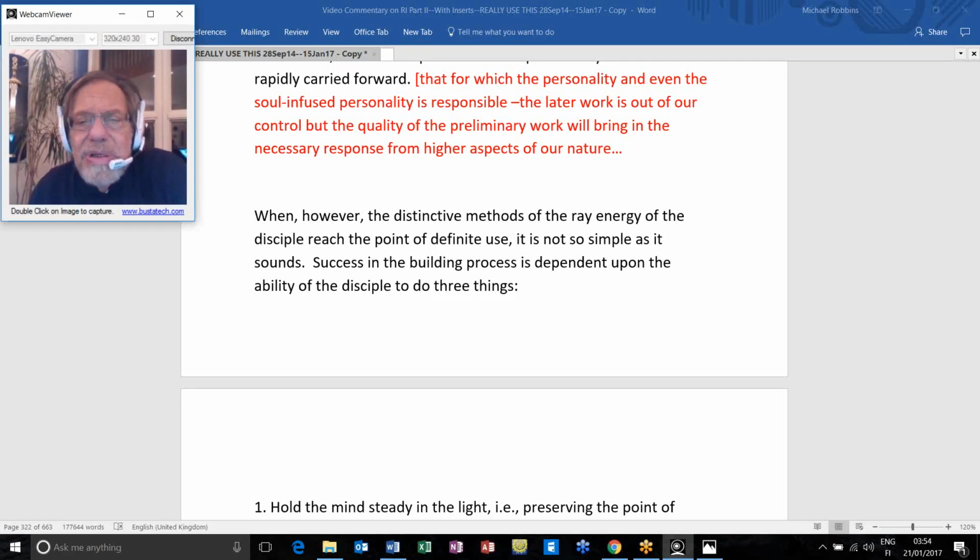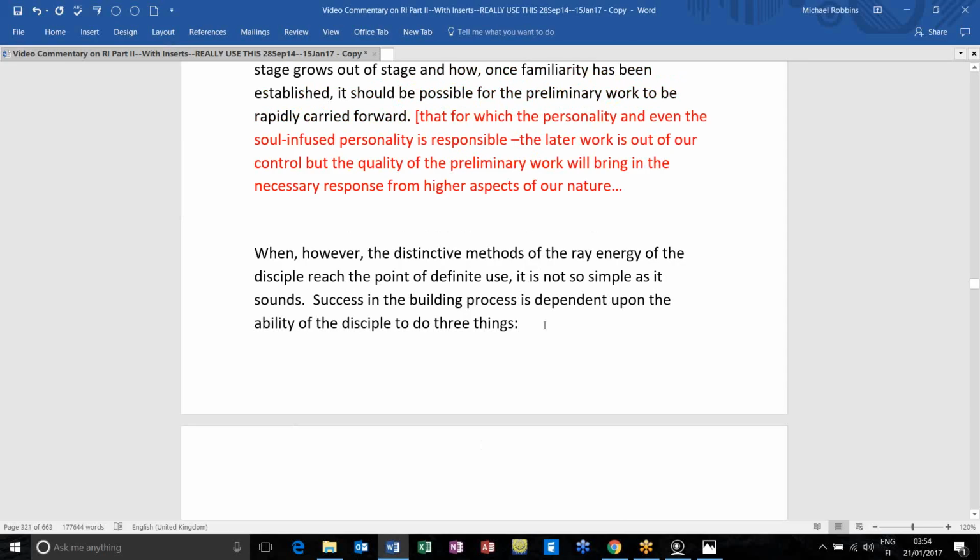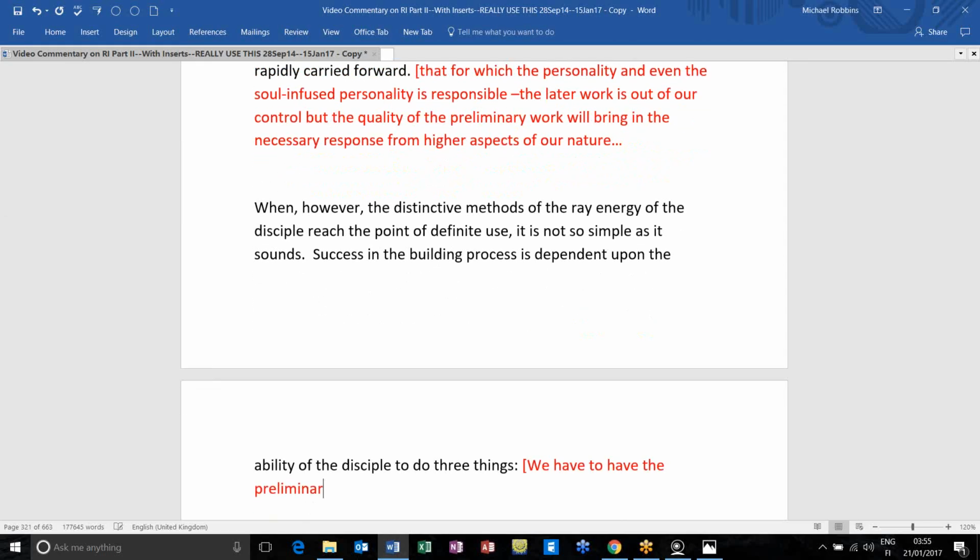Success in the building process is dependent upon the ability to do three things. And, you know, we have to have the preliminaries in place first before we can expect success in the entire process.